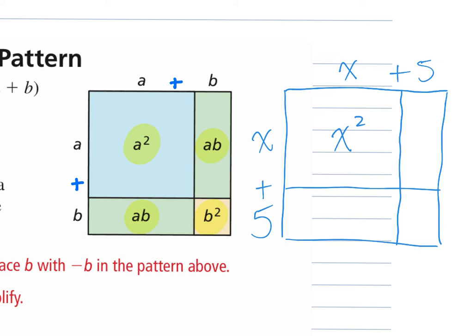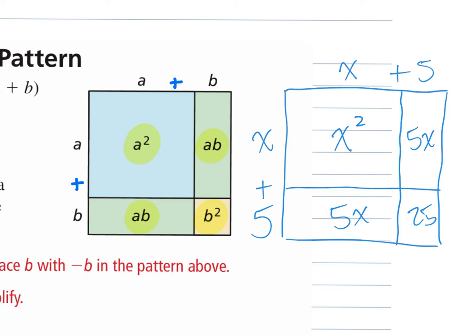Now, move on to the one on the right. This length is 5. This length is x. What would the area of this box be? 5x. Now, move to this bottom side. This one is x, right? This one is 5. So what's the area of this box? 5x as well. And then what's the area of this box right in the corner? 25, because it's 5 times 5.